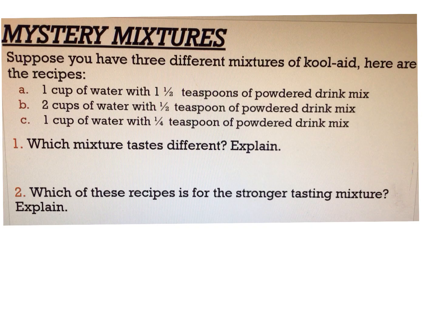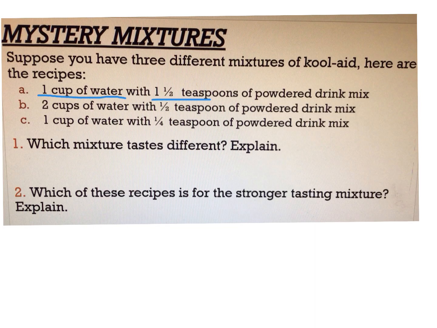This first example we're going to call mystery mixtures. Suppose you have 3 different mixtures of Kool-Aid. Here are the recipes: 1 cup of water with 1.5 teaspoons of powdered drink, 2 cups of water with 1/2 teaspoon of powdered drink, and 1 cup of water with 1/4 teaspoon of powdered drink. Which mixture would taste different? Explain how you know.